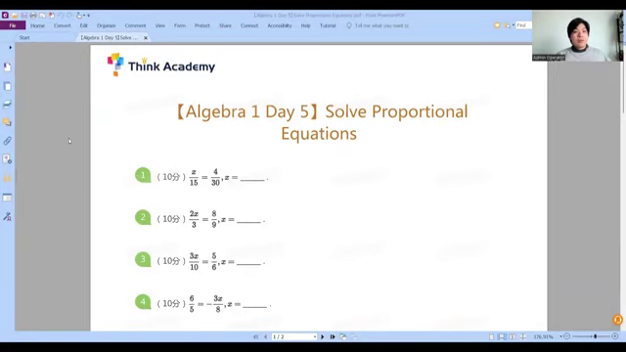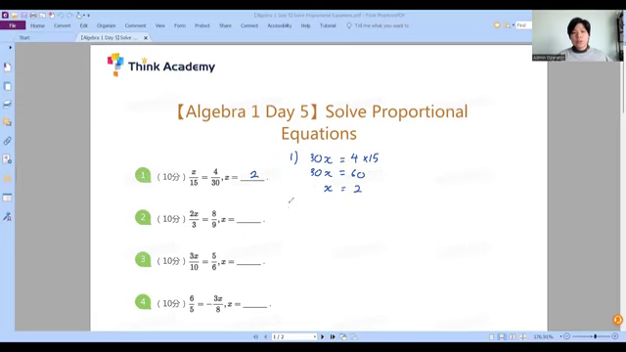Alright, let's get started here with question 1. So for question 1, I have x out of 5 equals to 4 out of 30. So right here what I'm going to do is I'm going to cross multiply, because that's how we solve proportional equations. So here I have 30 times x, which is just going to be 30x, equals to 4 times 15. I'm going to get 30x is equal to 60. So x is going to be equal to 2, since I'm dividing both sides by 30 to get 2.